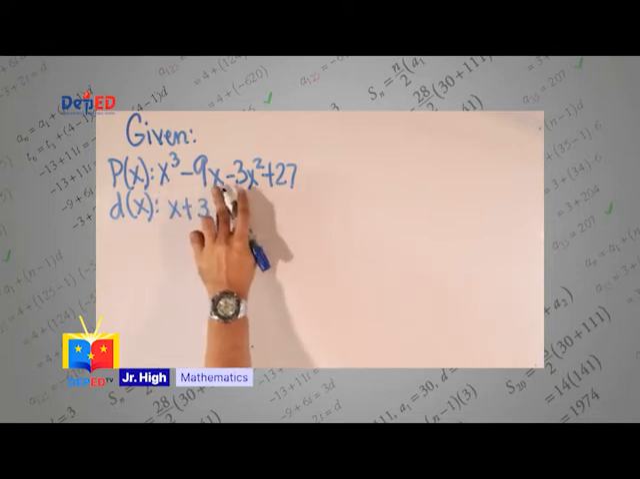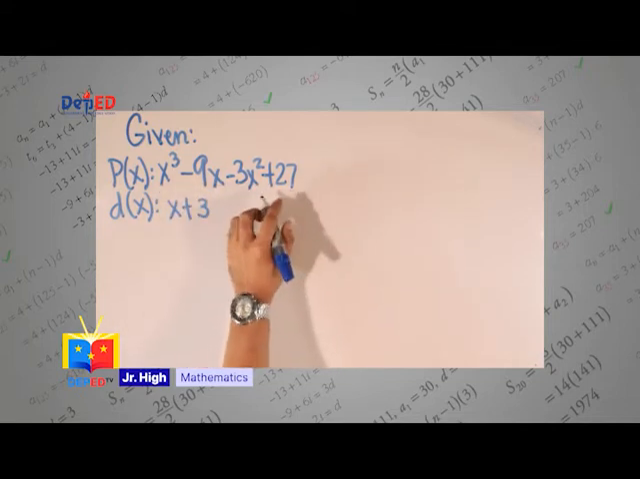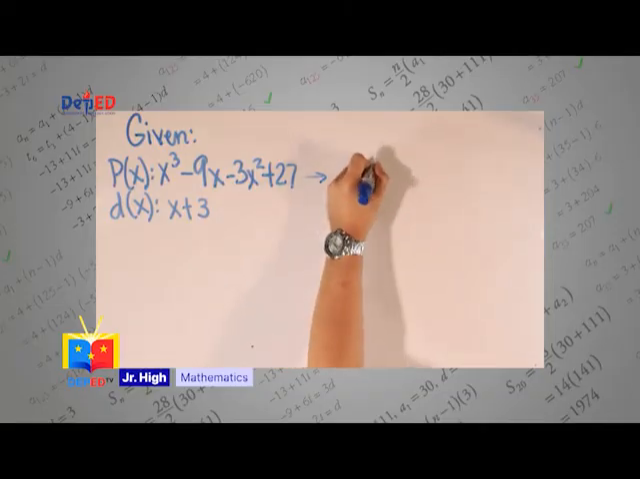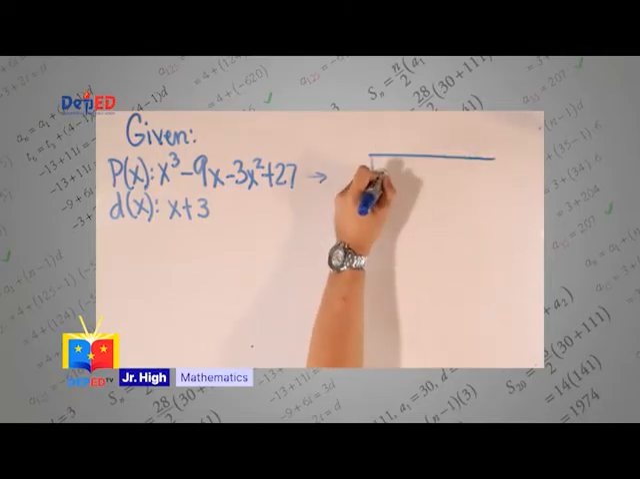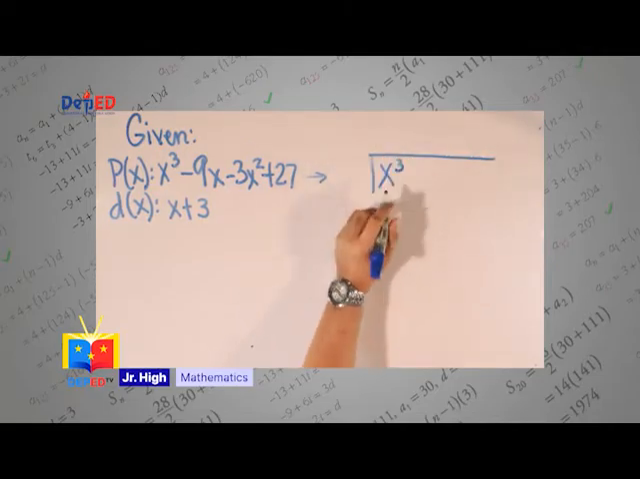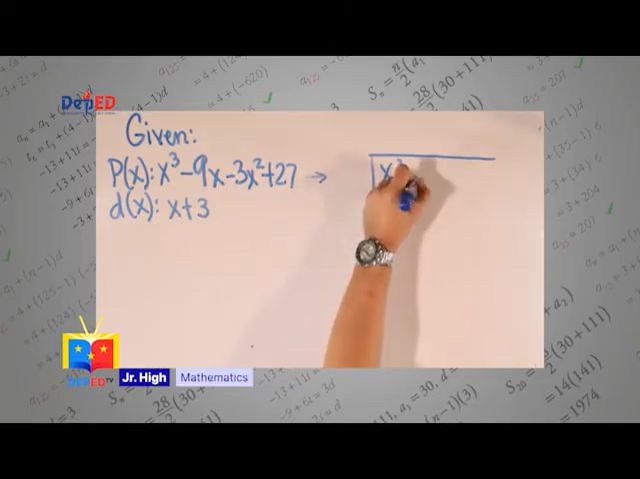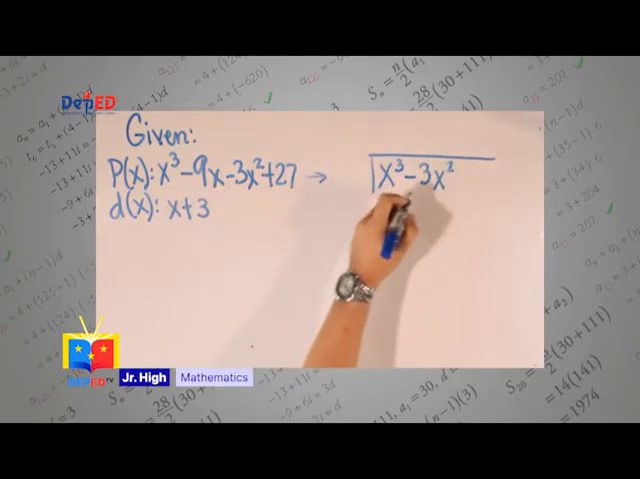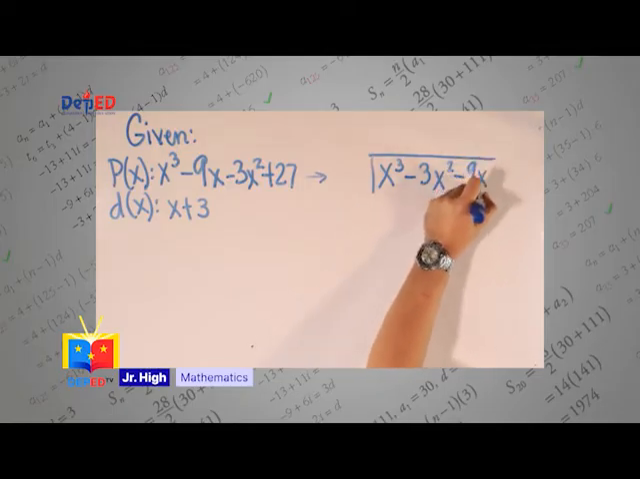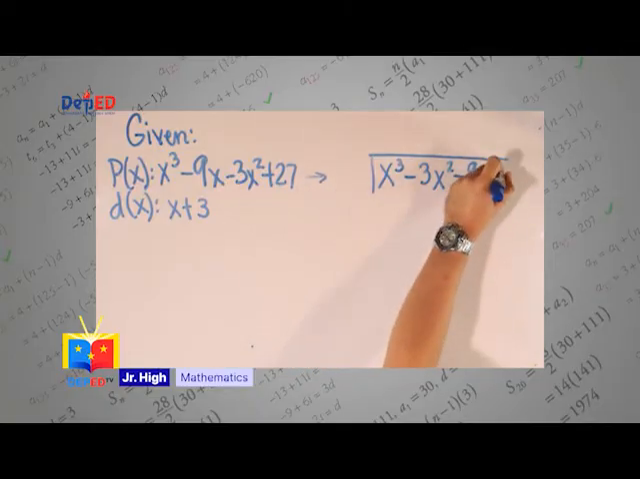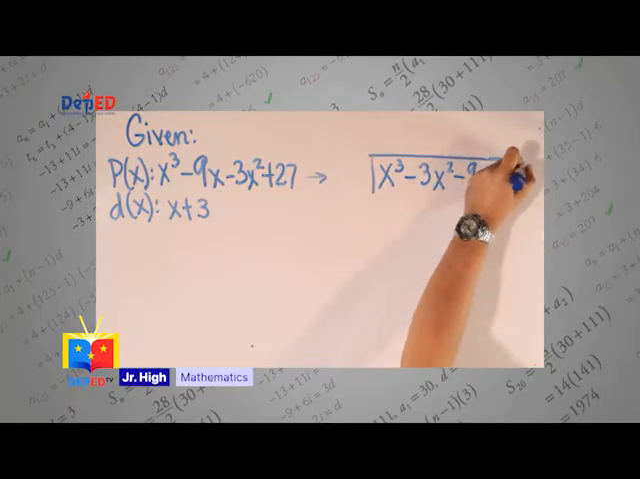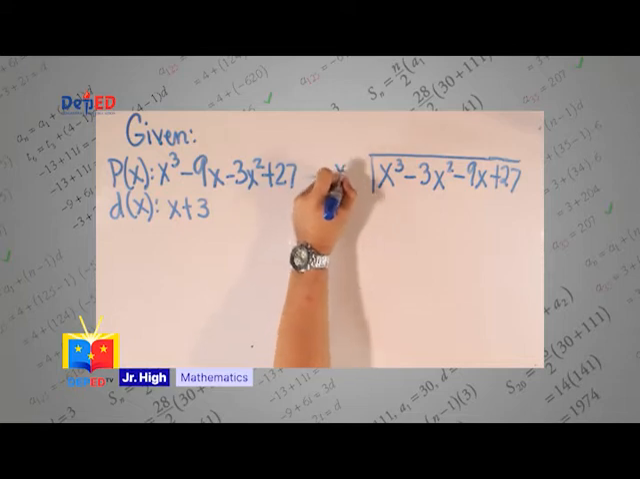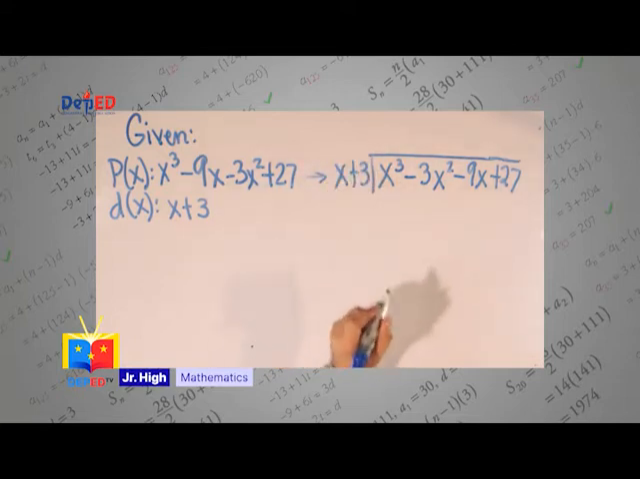Notice that the terms are not arranged in descending powers. So we'll try to arrange this, and it will be x cubed, then minus 3x squared, minus 9x, plus 27, divided by x plus 3.